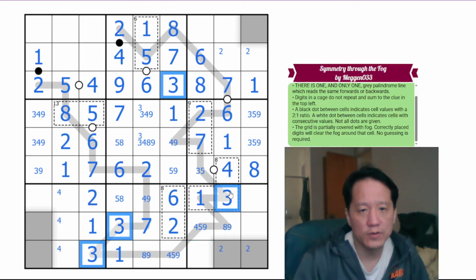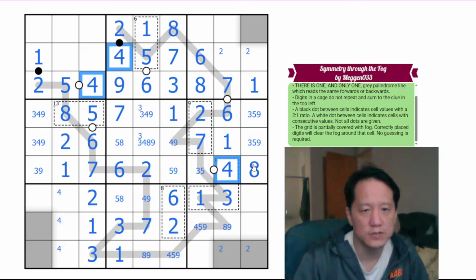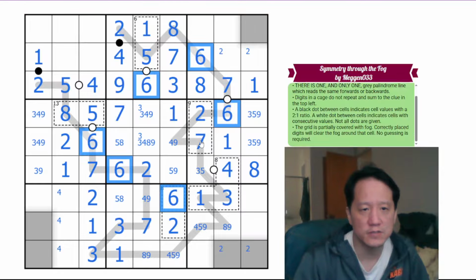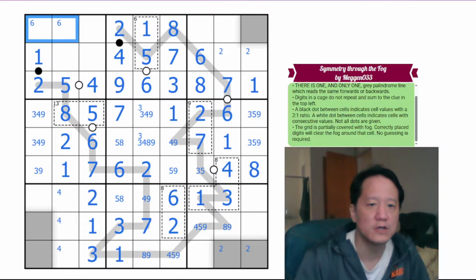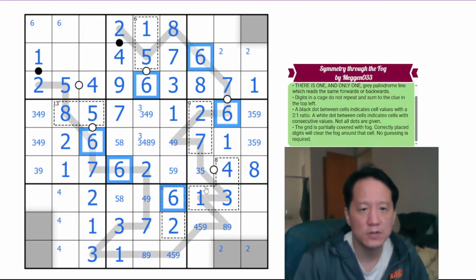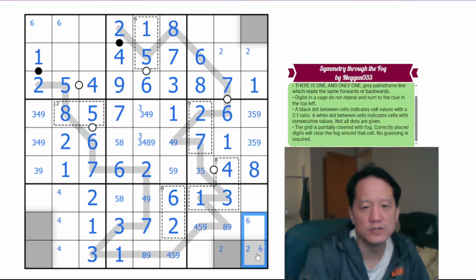Okay. 3s are not very limiting. 4s are not very limiting. 5s, not very limiting. 6s, I think we already tried that. 6 has to be one of these 2 digits here. Not limiting there.